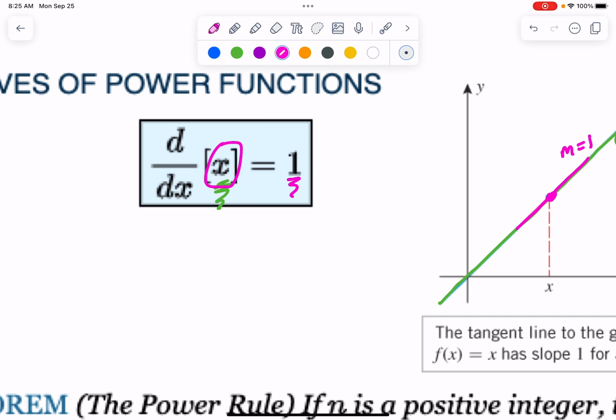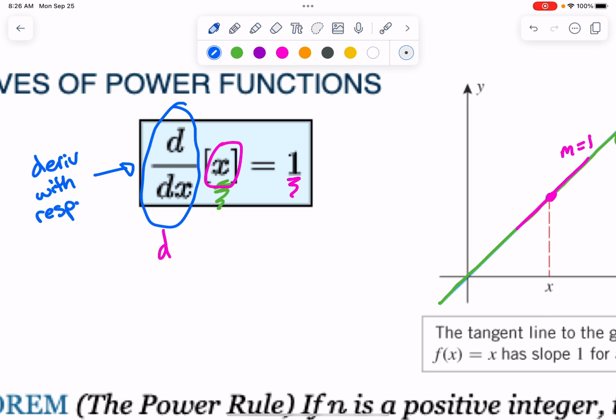Now, we didn't talk about this notation. This guy right here, d over dx, means the derivative with respect to x. We will eventually, when we get to the end of this chapter, start taking the derivative with respect to t. When we're dealing with velocity, we're doing things in units of time.